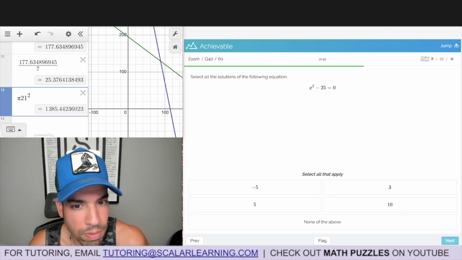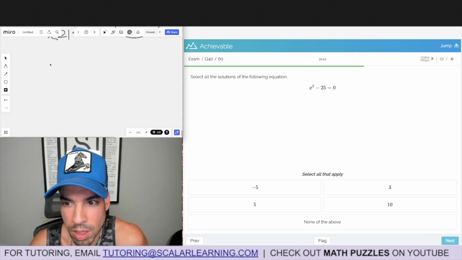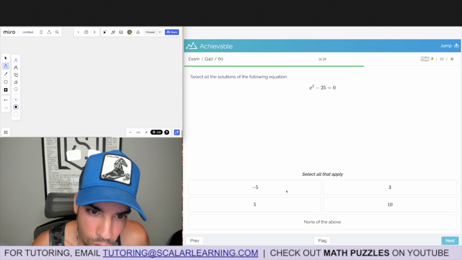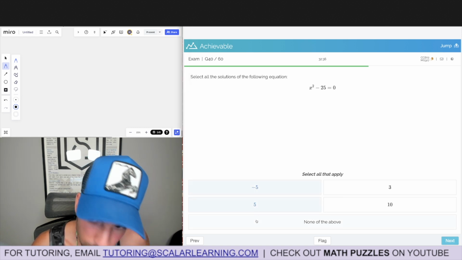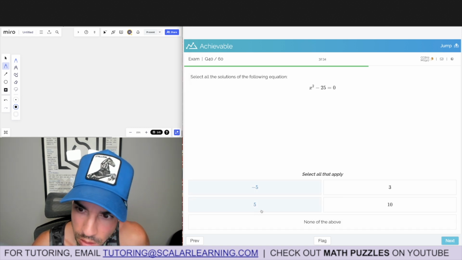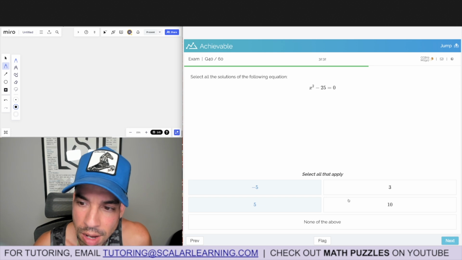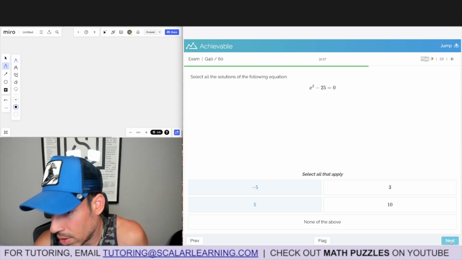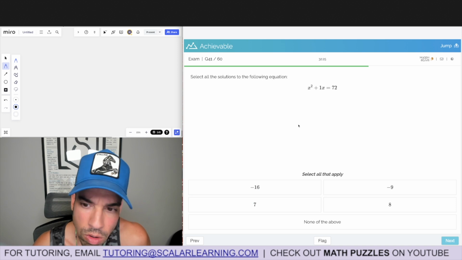Okay, select all solutions of the following equation. So it's 5 and negative 5. Wait, select all that apply. We can select multiple answers. Okay. 5 and negative 5, yeah. Because 5 squared is 25, so it's negative 5 as well. Select all the solutions. That's weird.